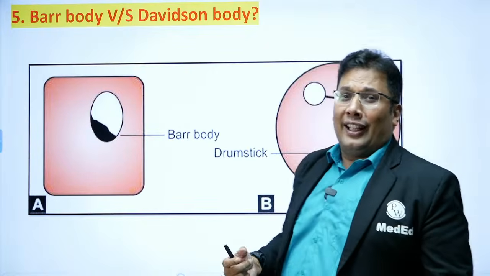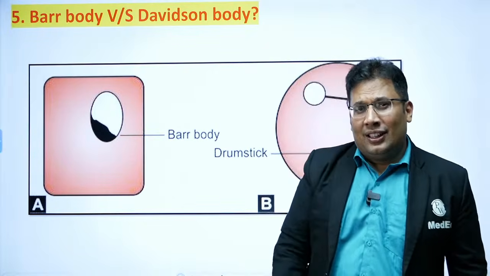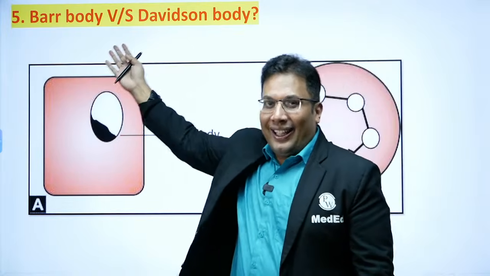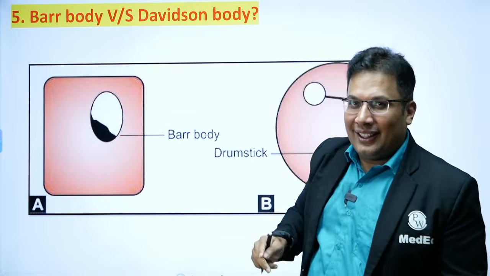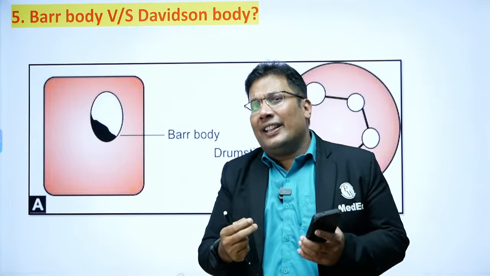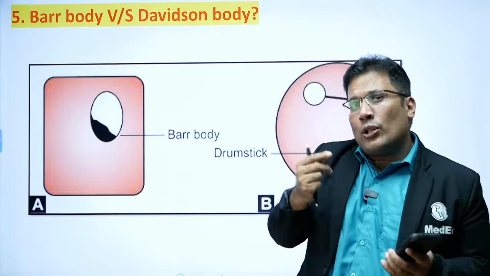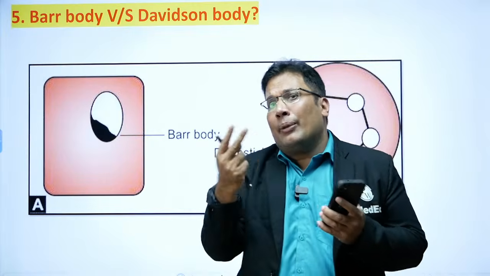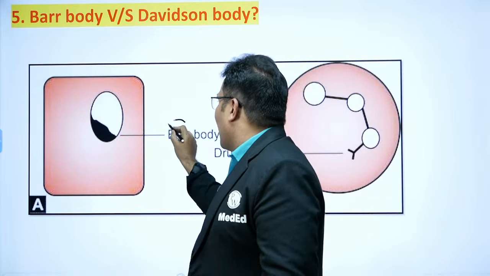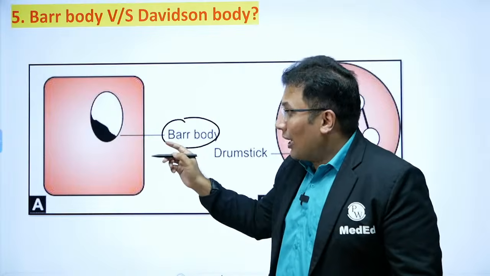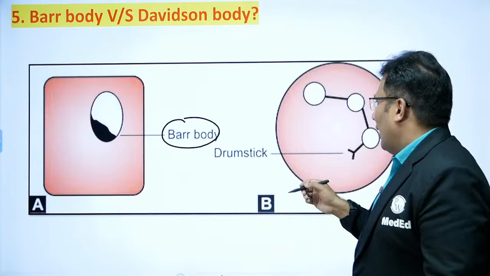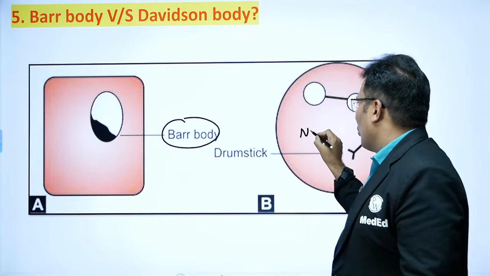Question number 5, usually a 3 marks question: determination of sex. Barr body and Davidson body. They are basically because of the inactive X chromosome. As you know, in females there are 2 X chromosomes. One becomes inactive, that is visible as Barr body. So this is Barr body, attached to the nucleus. The Davidson body or drumstick body is attached to the neutrophils.